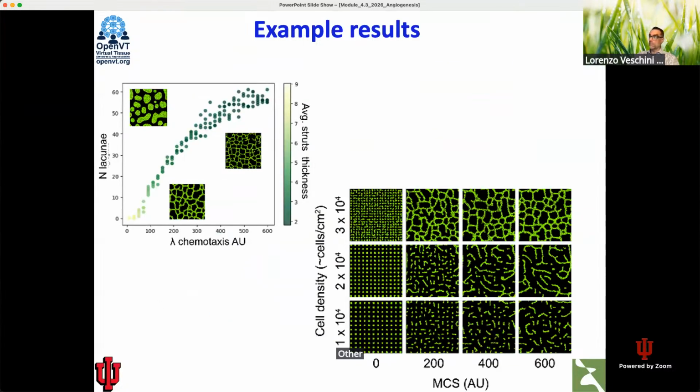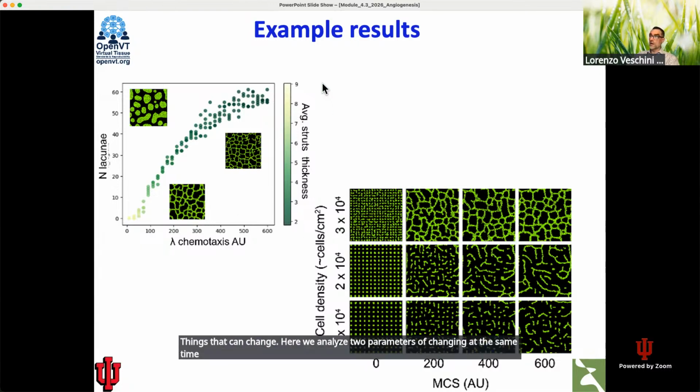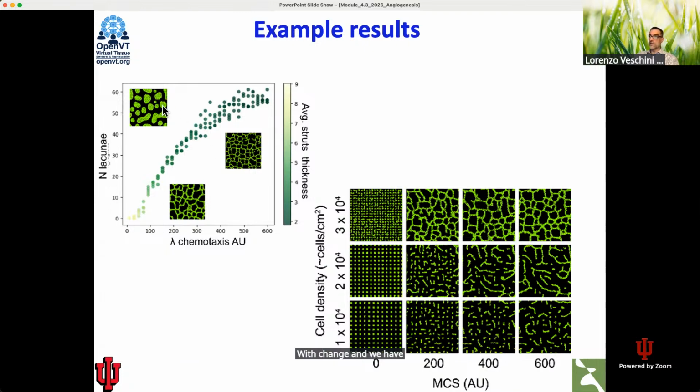Another interesting thing that can change. Here we analyze 2 parameters changing at the same time, and we look at the average thickness of the struts, and we see that it goes down with change, and we have here representative images that show us how things move. Okay, it's just the number of lacunae. It's the usual stuff. And here we have a little bit more replicates for each condition.